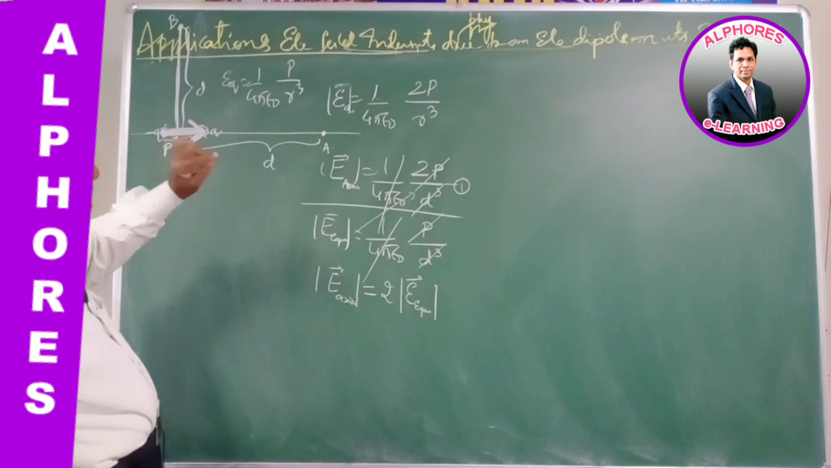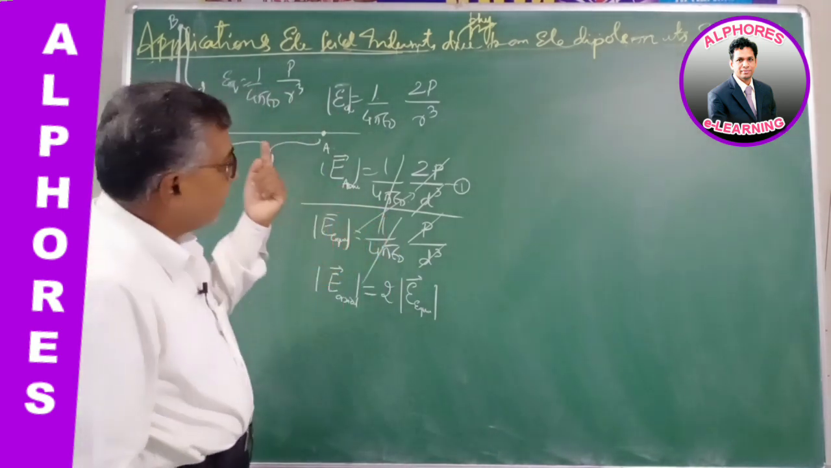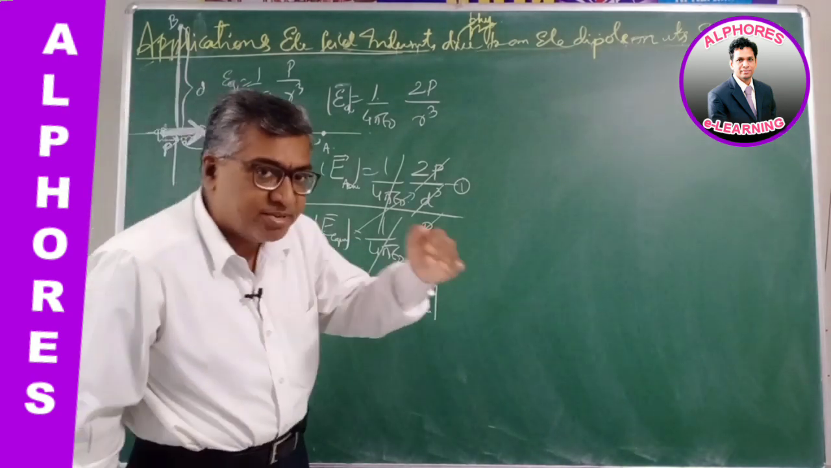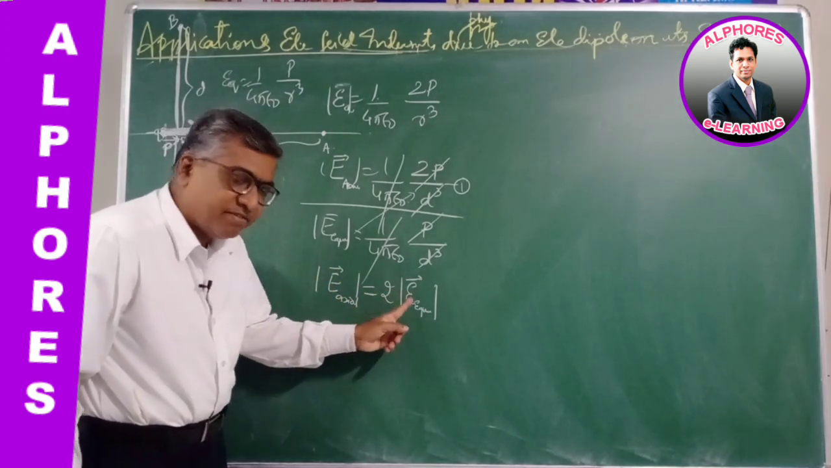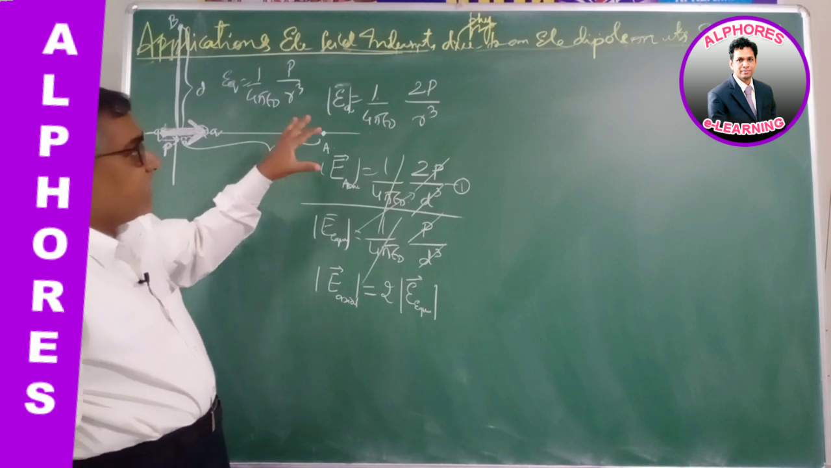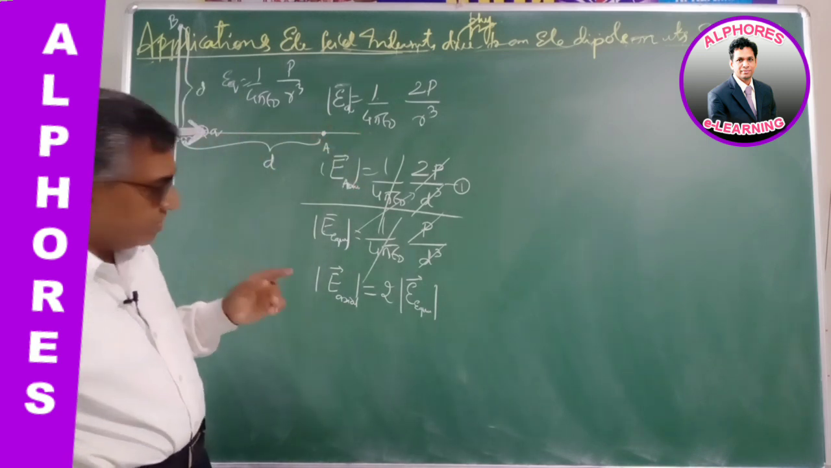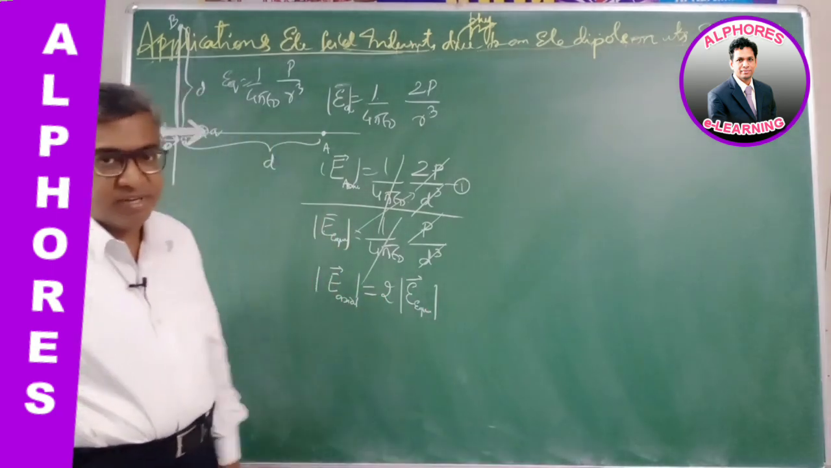So if we compare the electric field intensity due to a short dipole, taking one point on the axial line and the other on the equatorial line at the same distance, then the electric field on the axial line is twice the electric field on the equatorial line. So on the axial line, the electric field is stronger; on the equatorial line, the electric field is weaker.